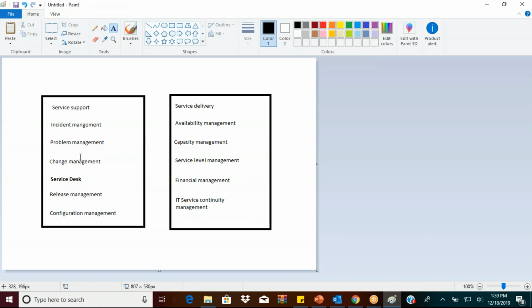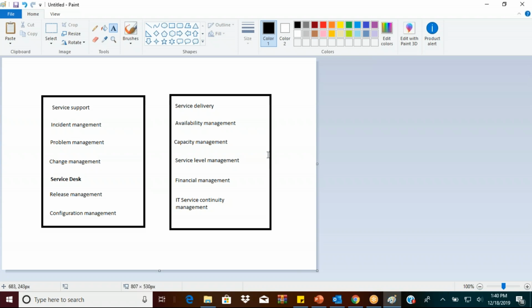Now, if you look at this, these were all day-to-day operational activities, right? You see incidents, you see problems, you see changes, you see service desk calls, you see releases, you see configurations, being added and updated and deleted every day in and day out. So that was service support. And what is service delivery? Service delivery focused on those kinds of processes which looked at the long-term perspectives.